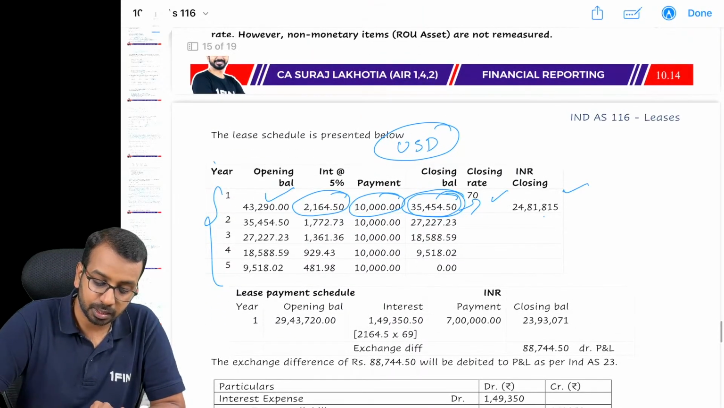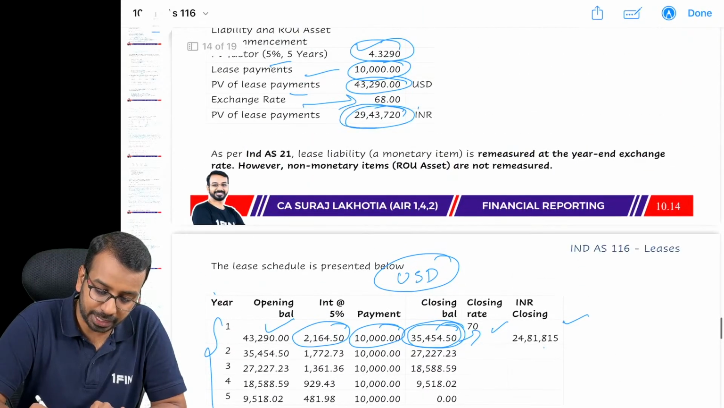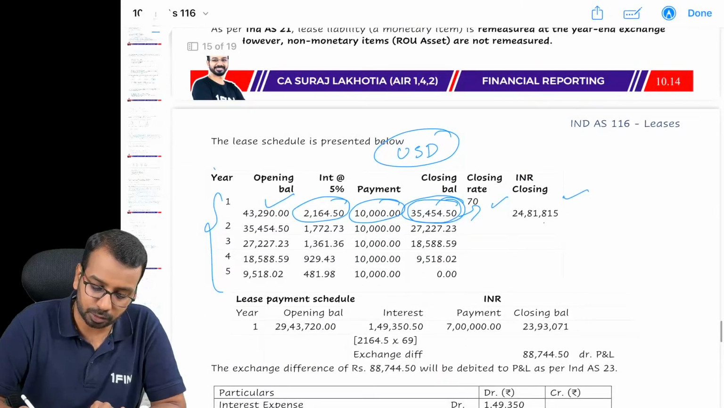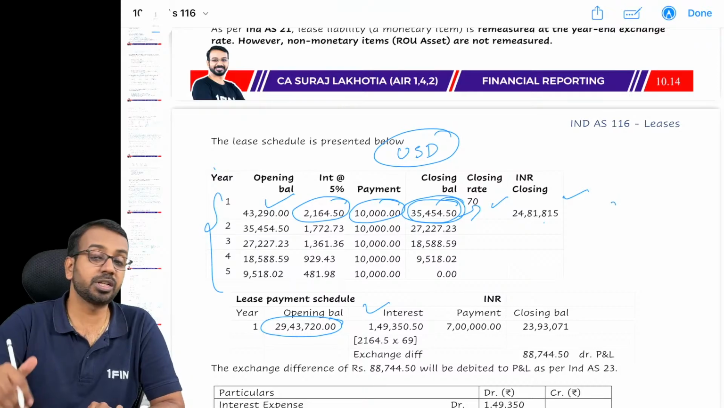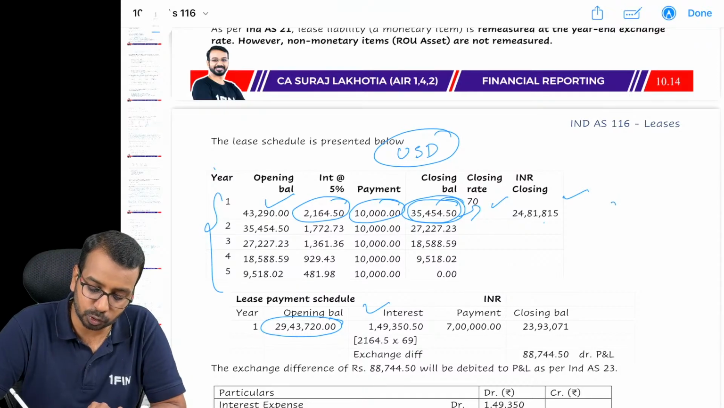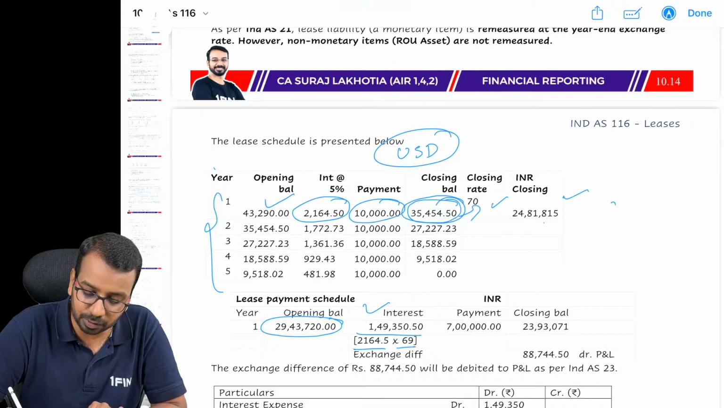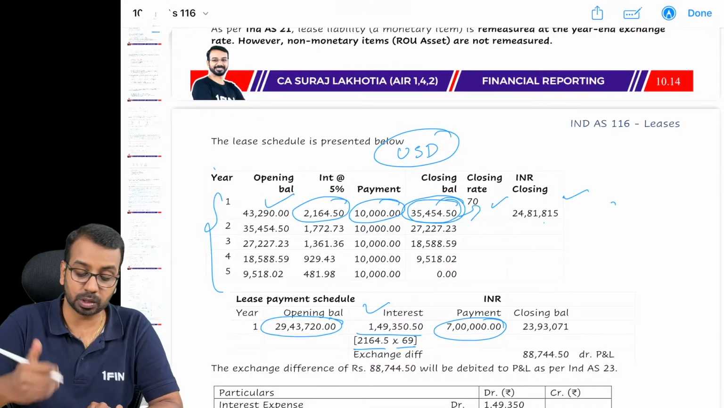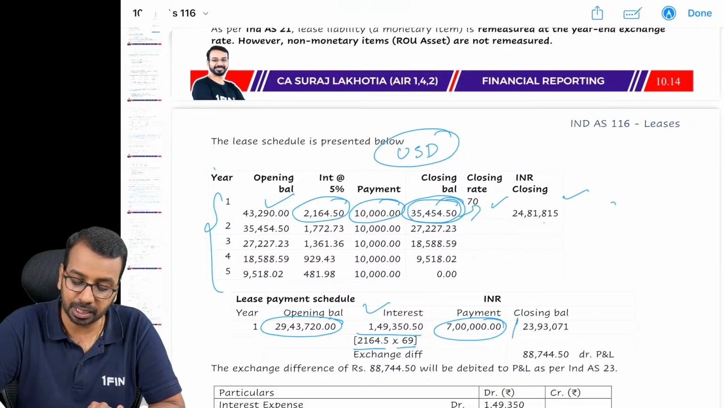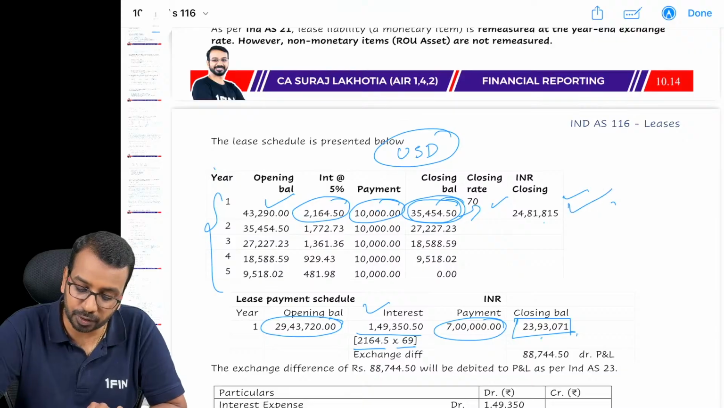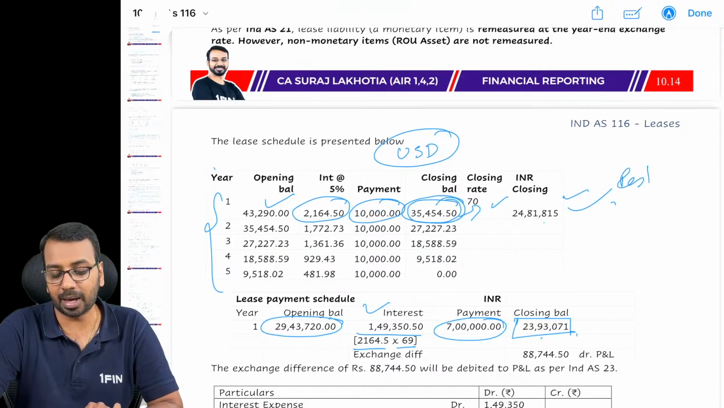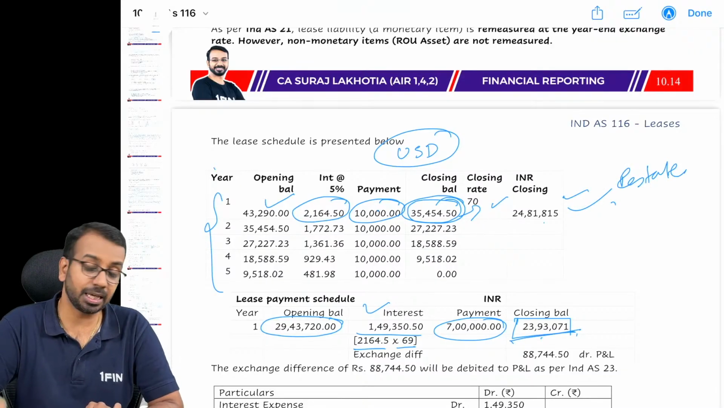Then my INR amount of lease payment was what? 29,43,720. Okay, how much should be the interest? Interest will be charged using the average rate, so that comes to 2164 into 69, 149. Payment we made at the end of the period is 7 lakhs because we have paid $10,000 into 70. Closing balance is 23,93,000. So 2481 is the restated balance. 2393 is my book balance.